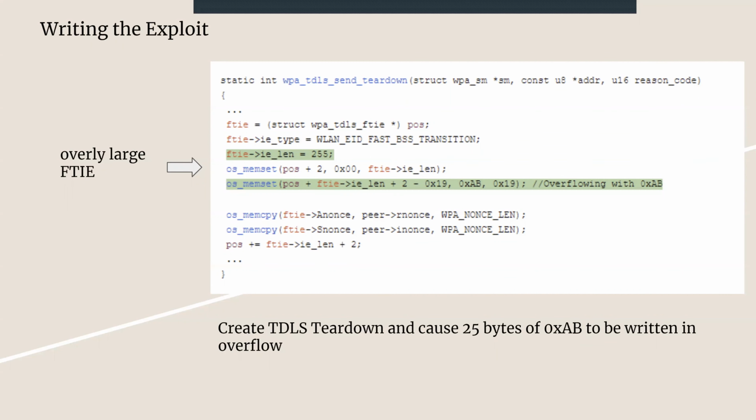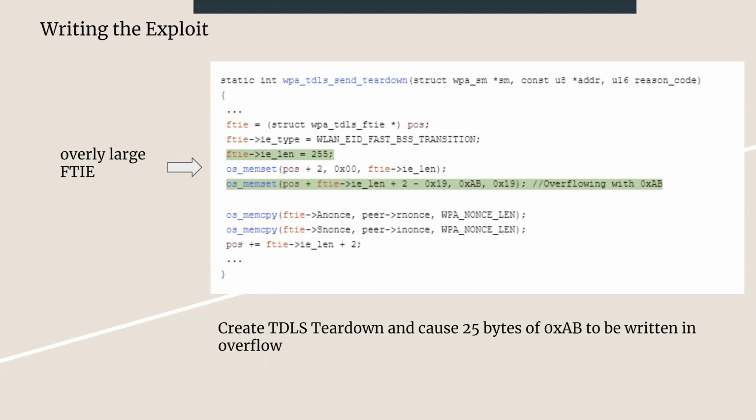There's a couple things that need to be looked at and set up before that can be accomplished. In order to achieve an overflow, we need to first create a TDLS teardown frame with an overly large FTIE. And that is done here with the green highlighted code. We cause 25 bytes of 0xAB to be written in the overflow. This overflow will happen during the TDLS teardown phase, which happens after the connection setup.